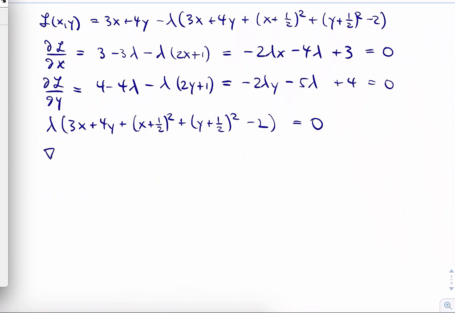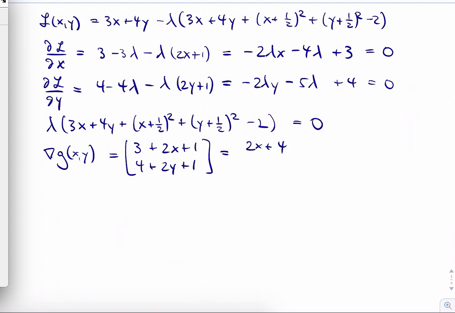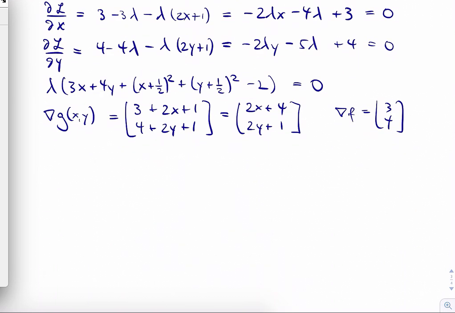The gradient of this new constraint g of x and y is 3 plus 2x plus 1 with respect to x, and 4 plus 2y plus 1 with respect to y, which is 2x plus 4 and 2y plus 5. And the gradient of f, of course, is still 3 and 4. Now, so again, we solve.